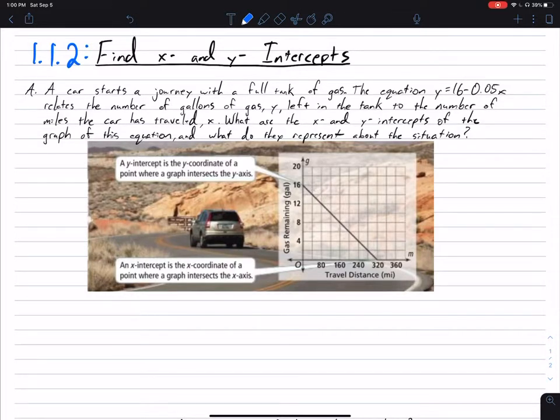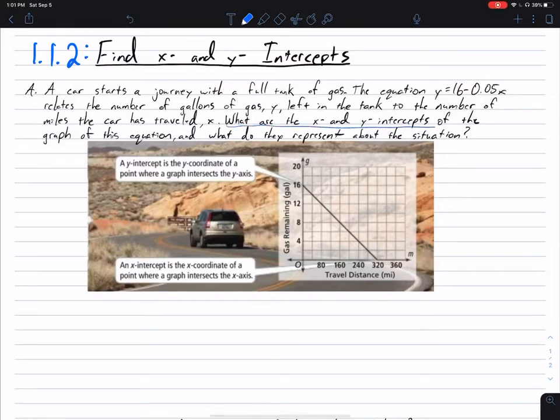So in this video from Chapter 1, Section 1, Example 2, we're going to look at finding X and Y intercepts. So we're told the car starts a journey with a full tank of gas, and the equation y equals 16 minus 0.05x, which is shown in the graph below, relates the number of gallons of gas y left in the tank to the number of miles the car has traveled, which is x. What are the X and Y intercepts of the graph?